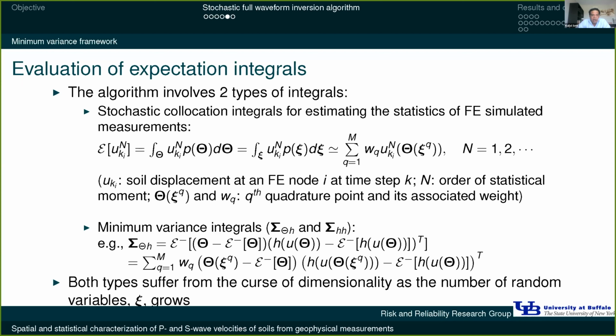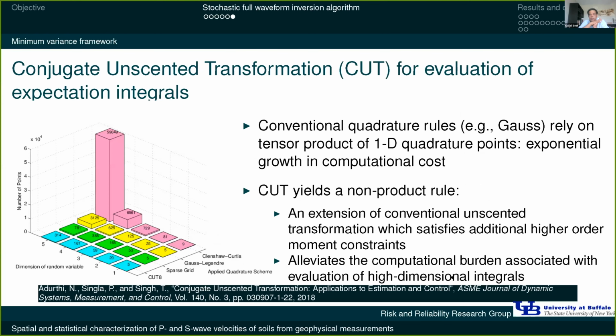Now, as you have heard, there is a problem with evaluating these integrals. They suffer from curse of dimensionality as the number of random variables grow. That means the dimension of the problem grows. For example, if we take the example of Gaussian quadrature rule, which relies on tensor product of one-dimensional quadrature rule.